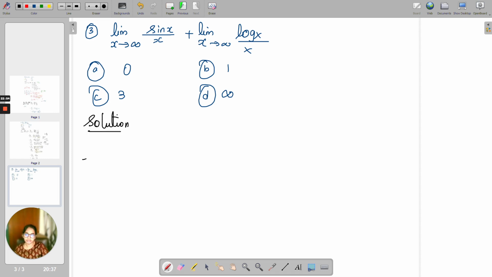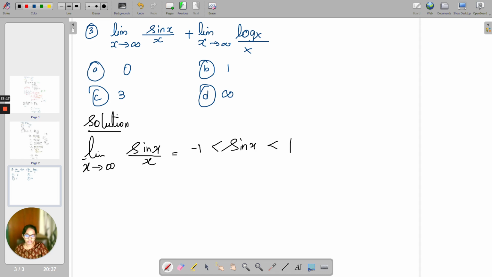Yes, limit x tends to infinity of sin x divided by x. Okay, so you see sin x, or sin infinity, lies between, or varies between, -1 and 1. Agree?